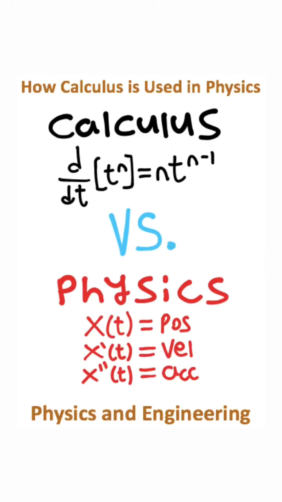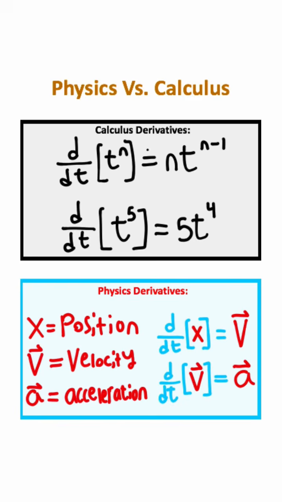So it's really important to understand the relationship between physics and calculus. Right here is the derivative power rule, and notice I have a worked out example here as well. Now these derivatives will also be applicable in physics, where the derivative of your position with respect to time is velocity, and the derivative of velocity with respect to time is acceleration.